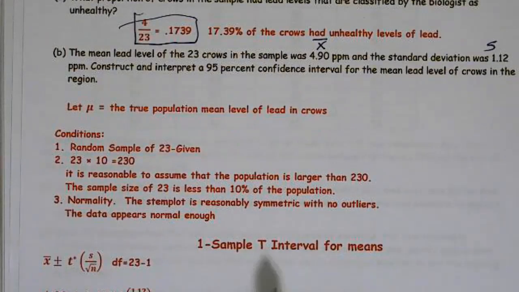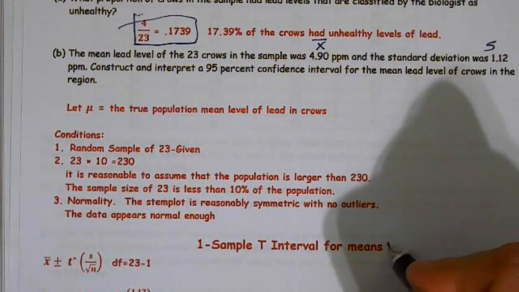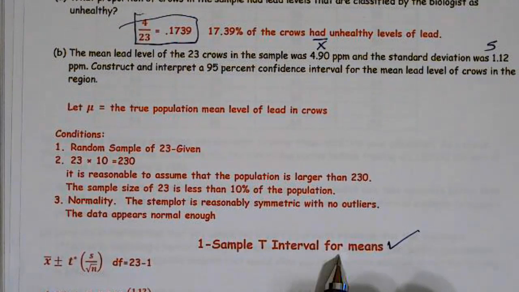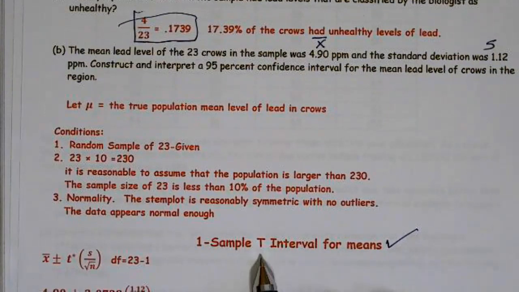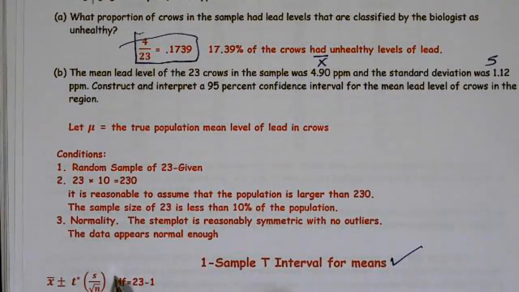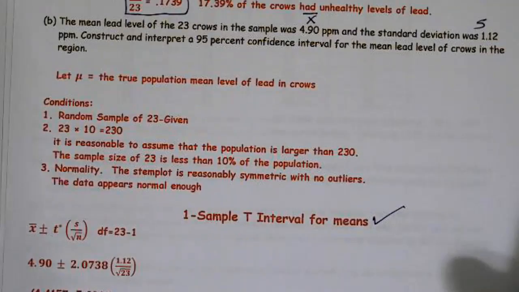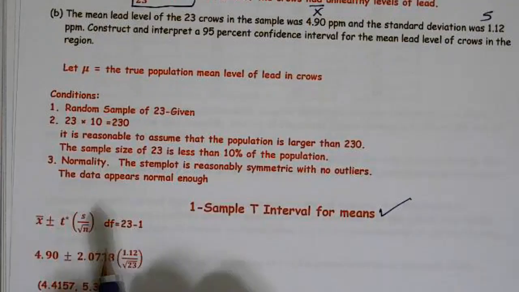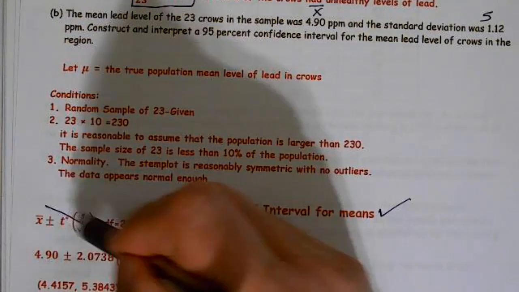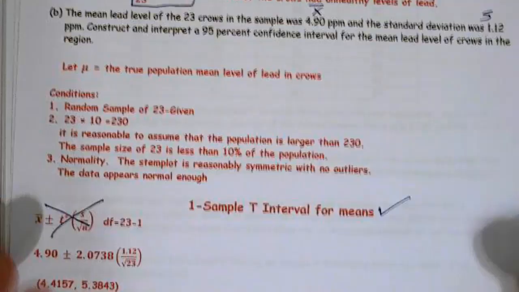So I need to run a one sample t interval for means. It's very important that you name your tests. Name it as a one sample t confidence interval for means. Make sure that you put the word t, or z if it's a z. The difference is that a t uses the standard deviation of the sample, which is what we had up here, and a z uses the standard deviation of the population. So here's my formula: x bar plus or minus t star times s divided by the square root of n. Now we want to cross that out in case we make an error.